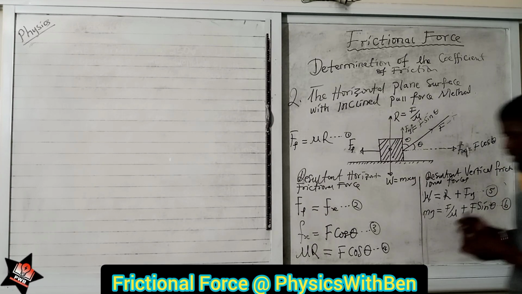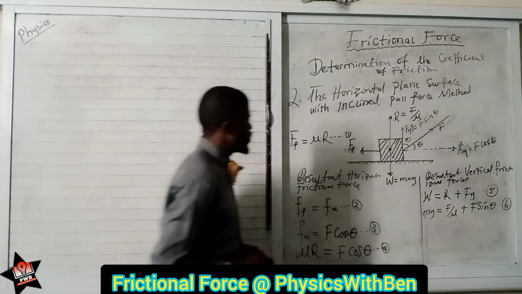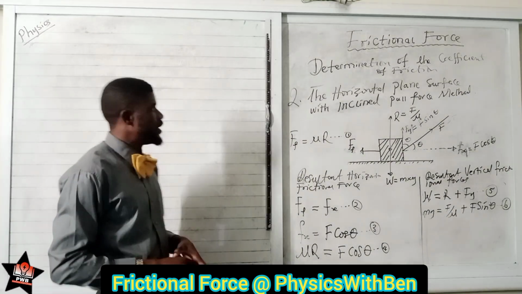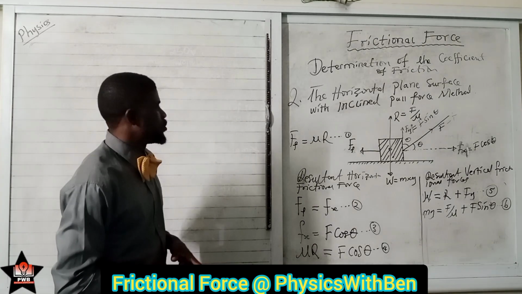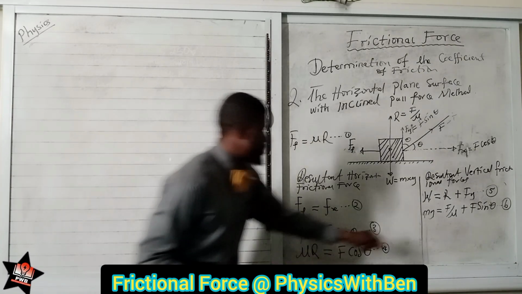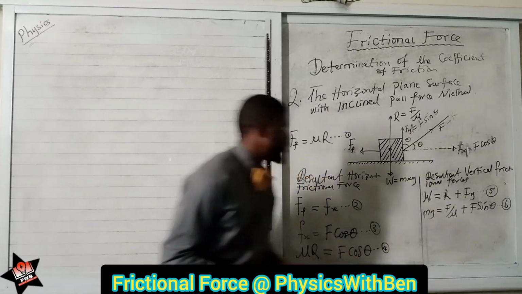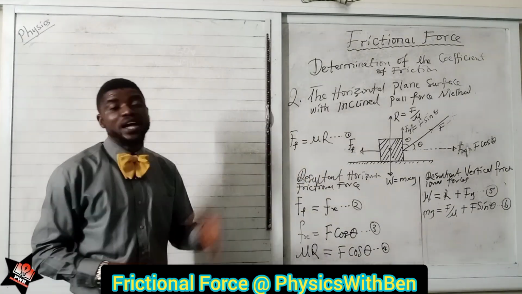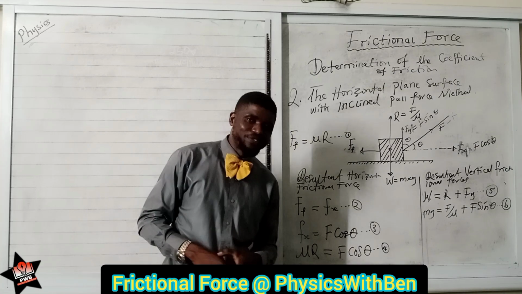So this is the summary of the equations that you will need when using this method to find the coefficient of static friction. From here you can make mu the subject of the formula, and then you find the coefficient of static friction.